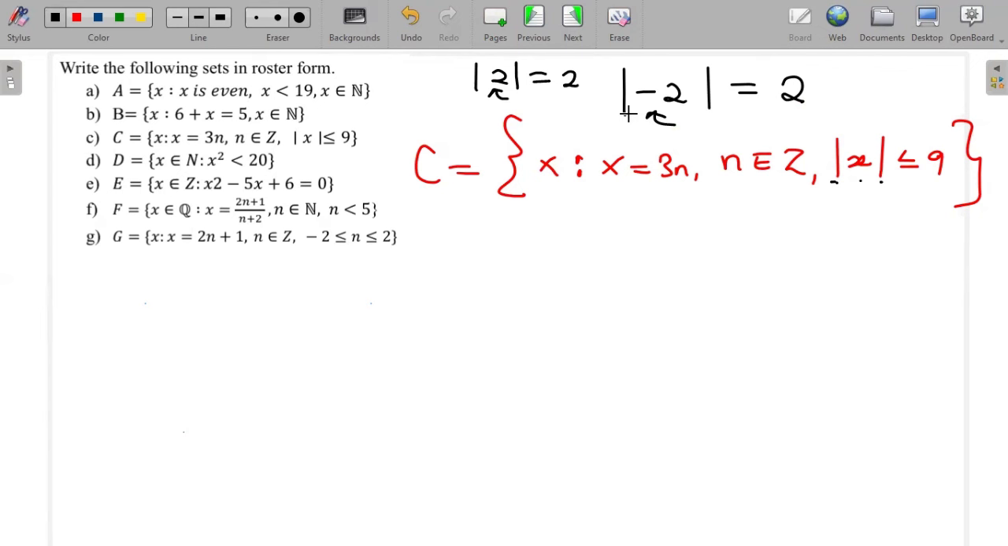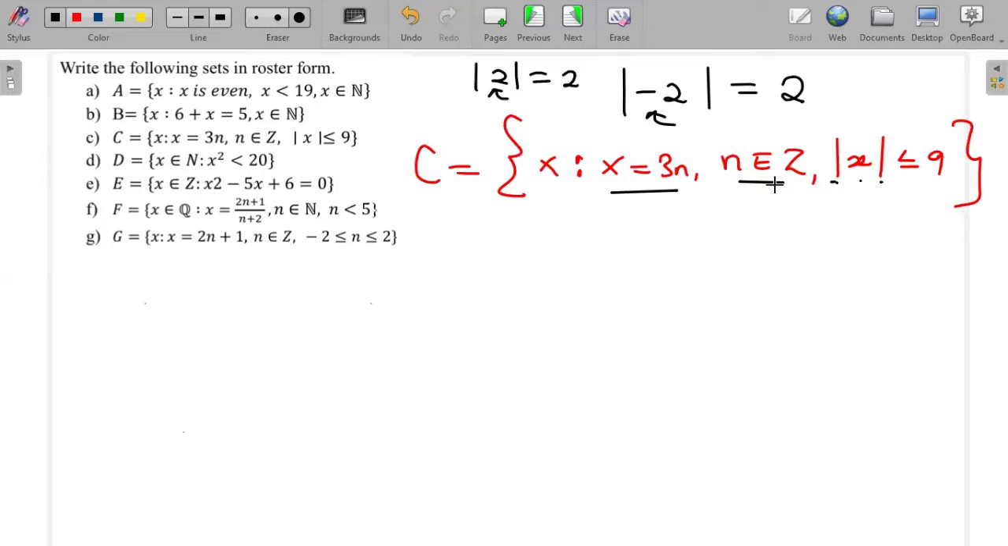Okay, so now this description is saying x is equal to 3n. N is an integer. If they just say n is an integer, meaning we can use any integer that we want because n is just an integer. But we are limited. How are we limited?